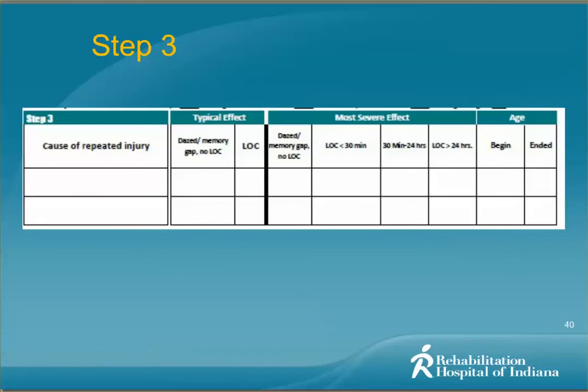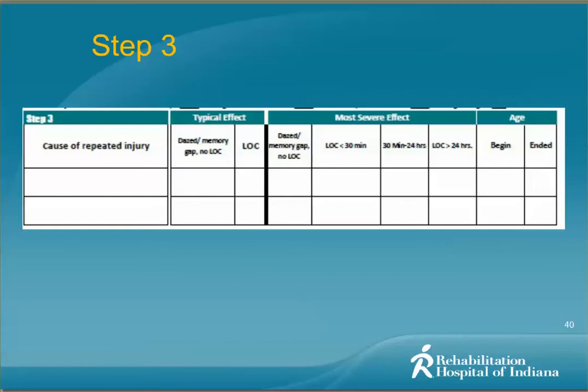So here's a closer look at the step 3 table. As you can see, the typical effect has 2 choices: dazed or memory gap with no loss of consciousness, and then also loss of consciousness. So you can mark an X if they experience loss of consciousness, or you can mark an X under dazed memory gap with no loss of consciousness if any of those were the typical effect.